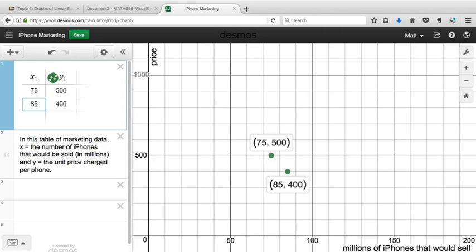And I'm placing each one of those two points onto a graph and giving them coordinates in an ordered pair. So this ordered pair, 75, 500, packages together the x value of this observation, which is the number of millions of iPhones that I'm going to sell. It packages it with the y value that it matches with, which is the price that I'm trying to sell them at. And so each one of these snapshots becomes one point in our xy coordinate system.